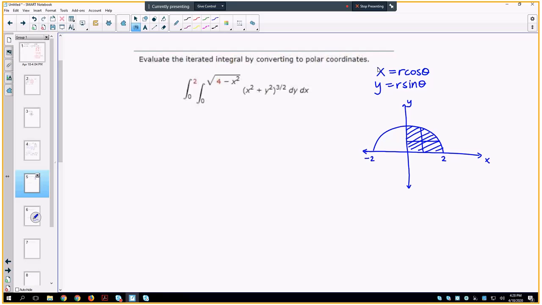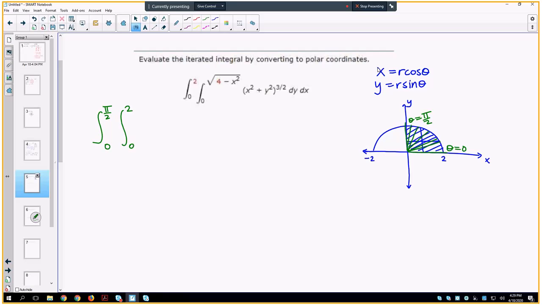Now I want to describe that region in polar coordinates. Well, it seems pretty clear to me that theta is moving between the angle 0 and the angle pi over 2. So theta equals 0 and theta equals pi over 2. And my radius is between 0 and 2. So if I want to write that in polar coordinates, my theta bounds are going to be 0 to pi over 2, and my r bounds are going to be from 0 to 2.